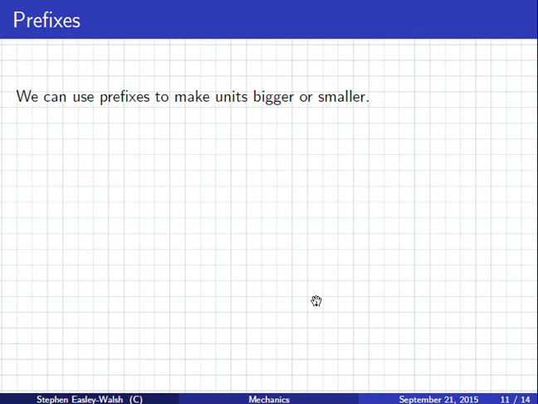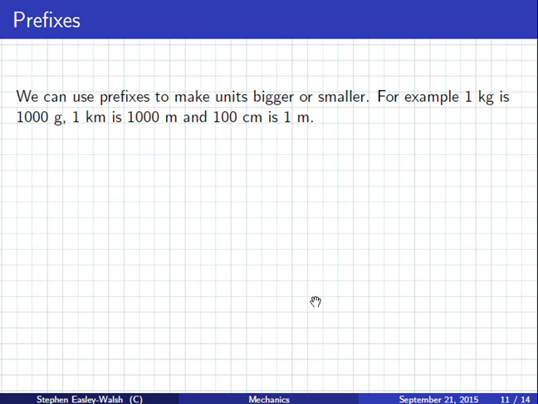We can use prefixes to make units bigger or smaller. In fact, you know what prefixes are already because you use them all the time. For example, 1 kilogram is 1,000 grams. 1 kilometer is 1,000 meters. 100 centimeters is 1 meter. So you use prefixes all the time. For example, gigabyte, megabyte, kilobyte, terabyte.